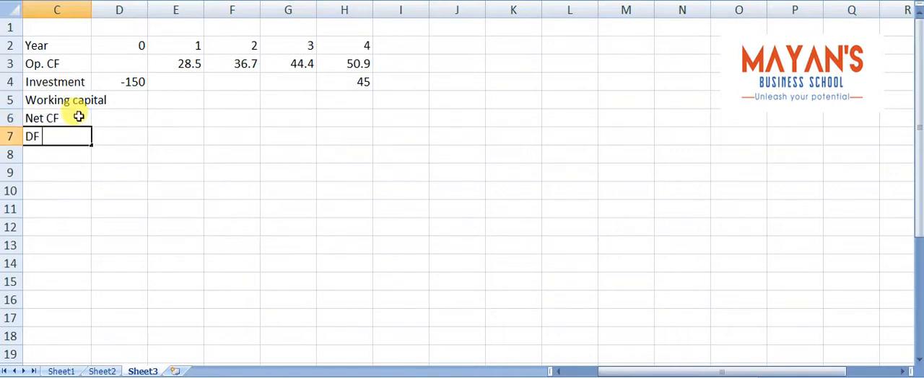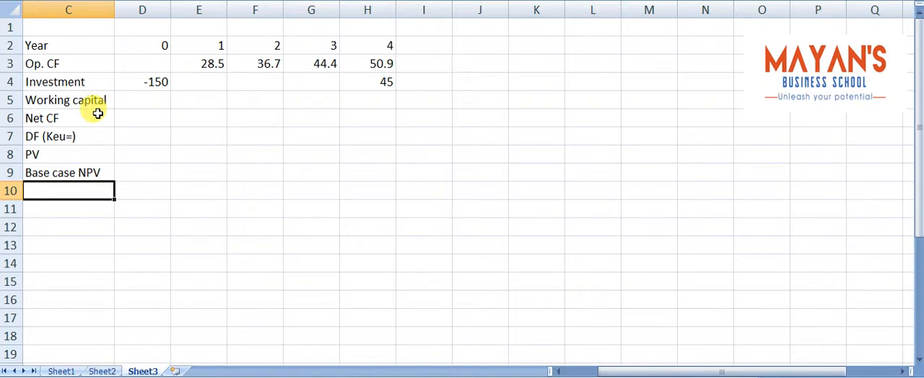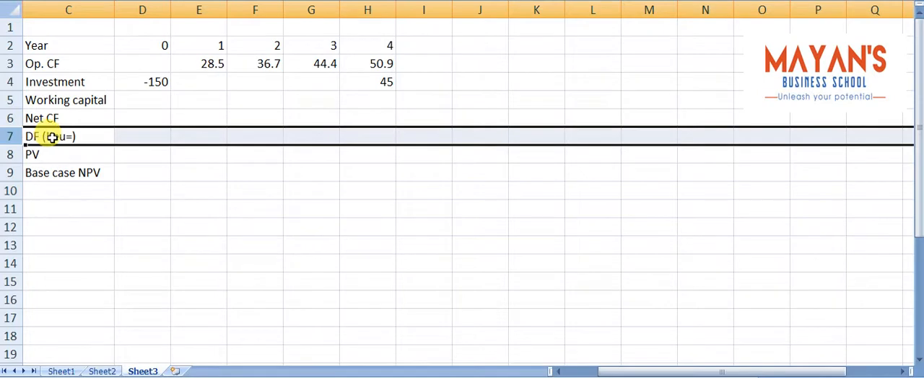Then I have to take discounting factor, which has to be KE ungeared. I don't know how much; I have to find that also. We'll find that. PV, base case NPV. So simple, like you take all the project's cash flows, guys, and then discount it at KE ungeared. That's where the difference is. Otherwise, it's just a usual NPV calculation. Only difference is usually if it is NPV calculation, we will be taking WACC, weighted average cost of capital here. If it is APV, if it is base case NPV that you are calculating, you take KE ungeared here.